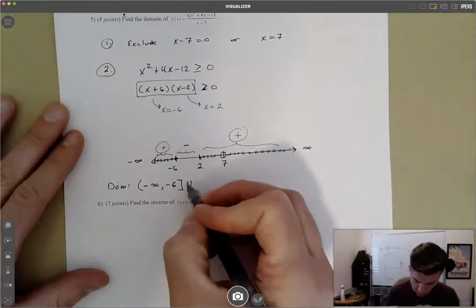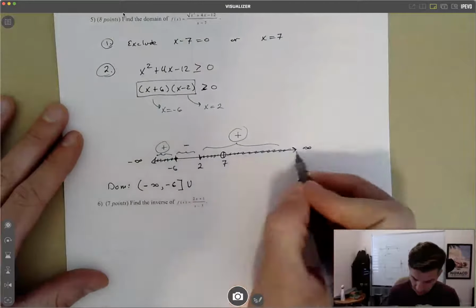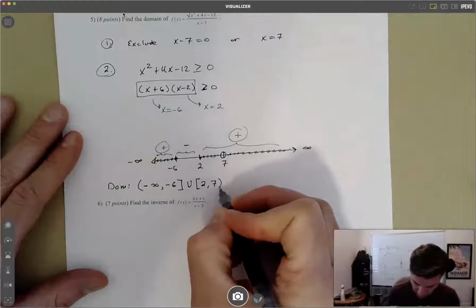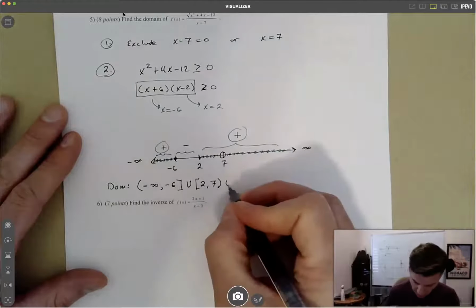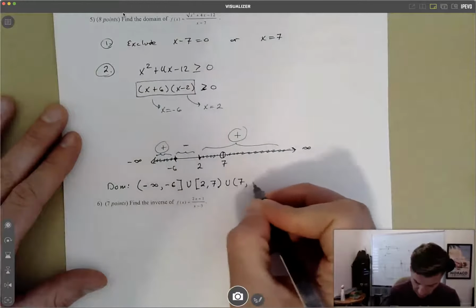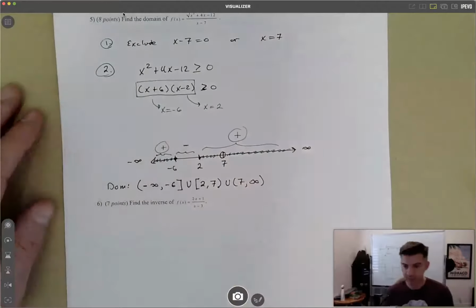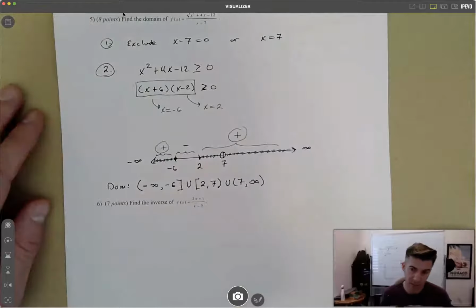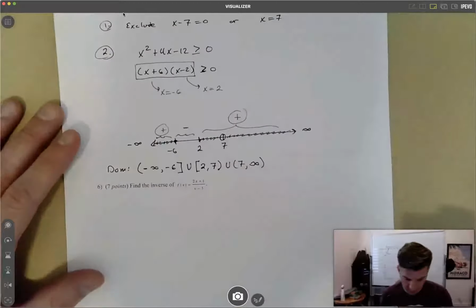Now I want a union and then everything from here onward, but I don't want the 7, so I have to break it up as from bracket 2 to 7 with the parentheses. And then everything from 7 with the parentheses onward. All right, that's how you would write this one.